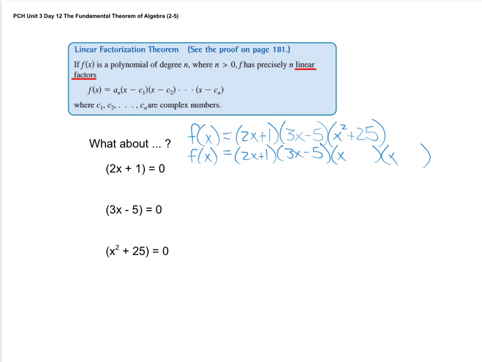When you're thinking about zeros, we factor it so that you can look at each factor separately, right? So when you see the 2x plus 1, you're thinking, what value of x makes 2x plus 1 equal 0? Negative 1 half. Negative 1 over 2. How about the 3x minus 5? Good, 5/3. Positive 5 over 3. It's always the opposite of the constant over the coefficient.